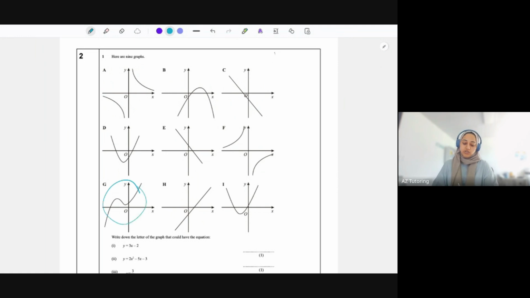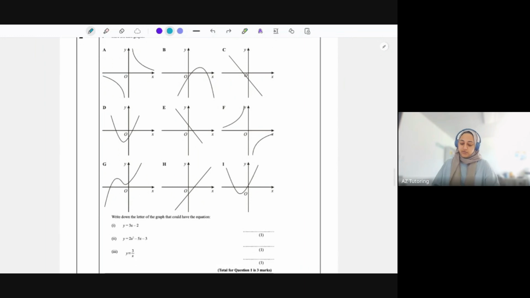So I can see this is potentially a cubic graph because it's got the hump. So it says write down the letter of the graph that could have these equations. So starting off, let's start off with the reciprocal since we've just worked with the reciprocal. Y equals 3 over x. I'm expecting it to look like a reciprocal graph, and we've got 2 reciprocal graphs here.